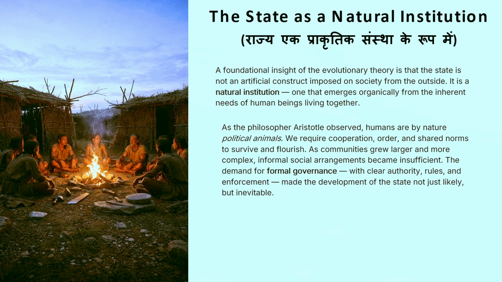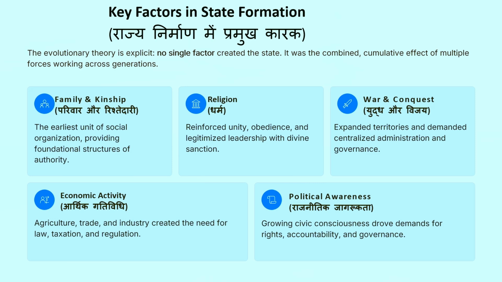The state as a natural institution. Basically, according to this theory, the state is a natural institution because it arises from the basic needs of human life. Humans are social beings who require cooperation and order to survive. As society grew larger and more complex, informal systems were no longer enough. This led to the development of formal political structures, which we now recognize as the state.